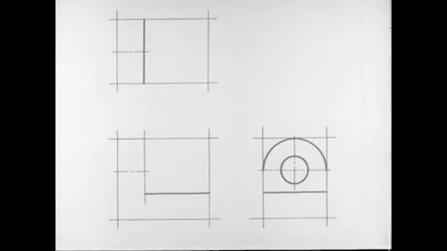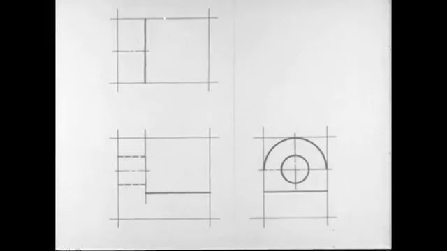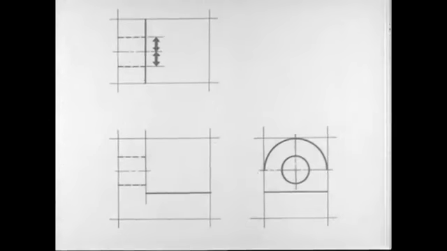Then you can draw the hole and the curved edge on the side view. Project the hole to the front view and draw the hole with hidden lines on the front view. Measure the hole on the side view and transfer these measurements to the top view. Then draw the hidden lines for the hole on the top view.